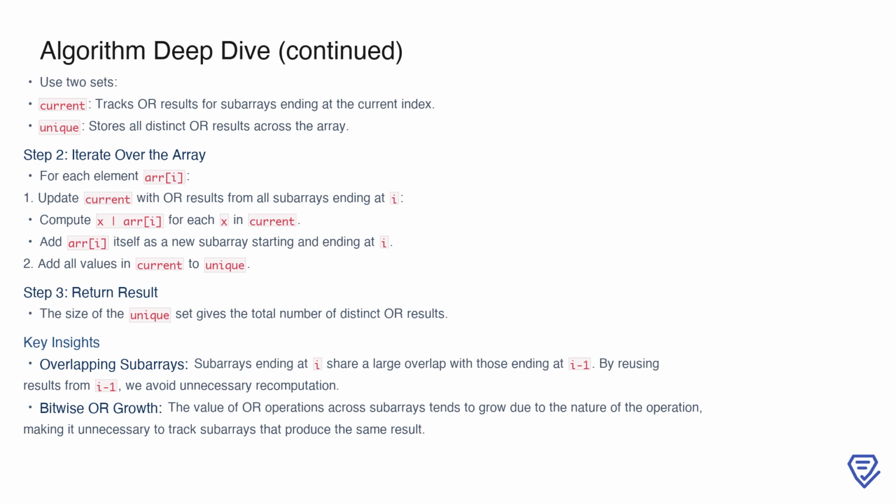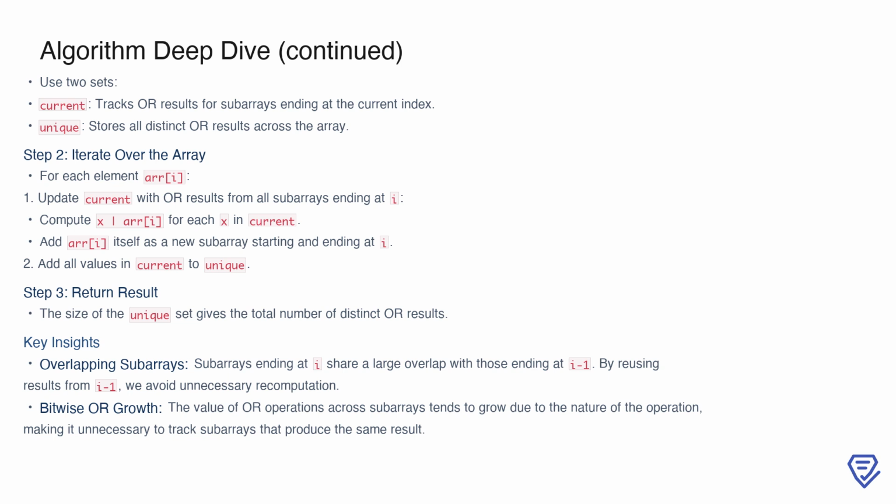As we iterate through the array, we update the current set by computing the OR between each value in current and the current element of the array, arr[i]. We also add the current element itself to account for subarrays that start and end at the current index. After updating current, all its values are added to the unique set to ensure we capture every distinct result. Finally, the size of the unique set gives us the total number of distinct OR results.